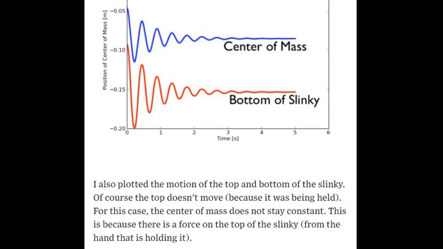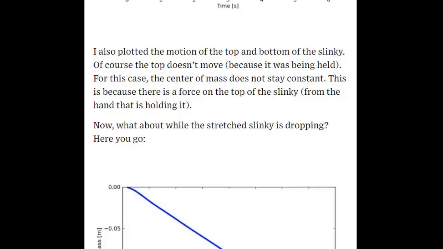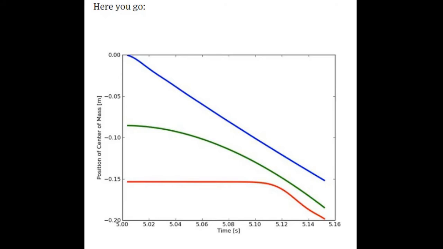Now, this was not done by me, of course. It was done by someone else, this is from Wired.com. And what he does is he also plots it when the slinky is falling, which is really what we're interested in. So if you look here at the center of mass, the top center of mass is represented with blue, the middle center of mass in green, and the bottom center of mass in red.